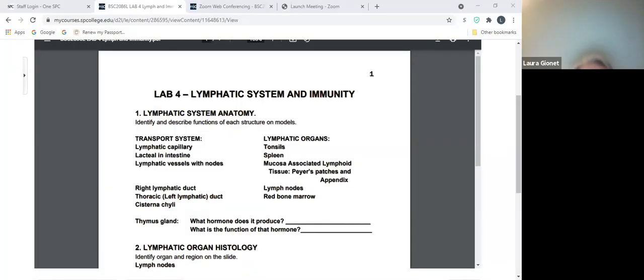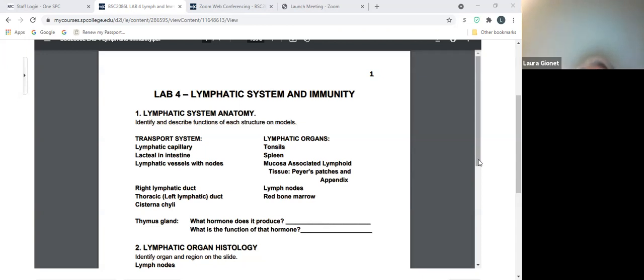Okay. Lab 4 is lymphatic system and immunity. And this is the last lab before your first practical exam. Luckily, at this point in the game, it's a rather brief lab. There are a good handful of structures you need to identify, but they're not really terribly complicated.